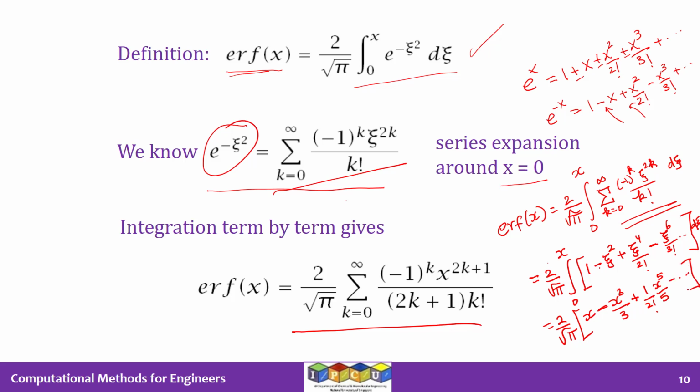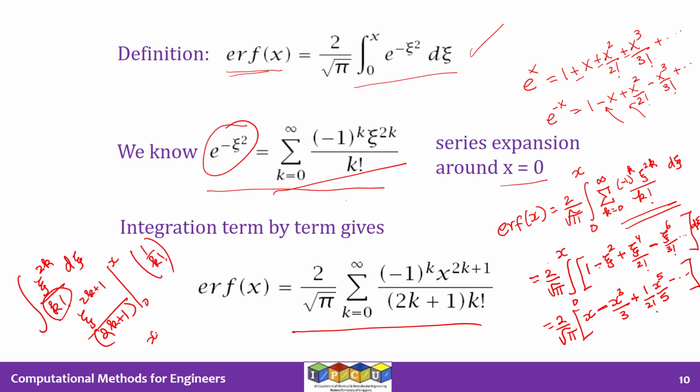So if you generalize, if you take a general term psi to the power of 2k by k factorial d psi, if you integrate a general term like this, you're going to get psi to the power of 2k plus 1 by 2k plus 1 between the limits 0 to x, and that is going to be multiplied by 1 by k factorial. That term will be there. So this is going to give us x to the power of 2k plus 1 by 2k plus 1 multiplied by k factorial, and that is indeed what you see here.